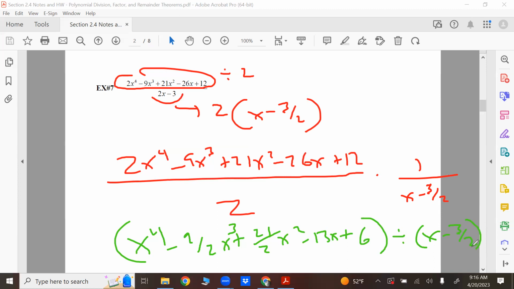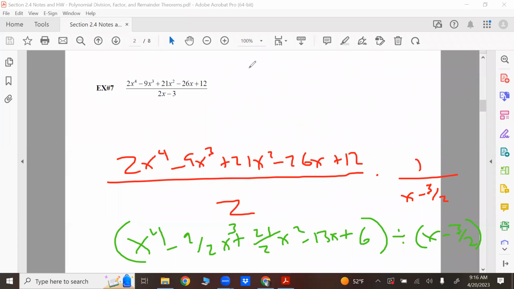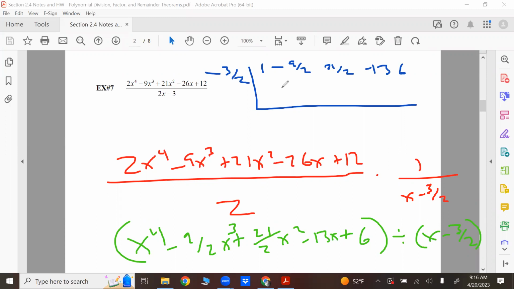Now you can do synthetic division. Because what's the coefficient of my denominator? 1. You have to have the coefficient of the denominator be 1. So now, when I do the synthetic division, it looks like this. We're not going to do it because you get the point of how to do it. But now you have 1, -9 halves, 21 halves, -13, 6, and -3 halves, and then you do the synthetic division after that. It's a little too nasty, but that's what you have to do.